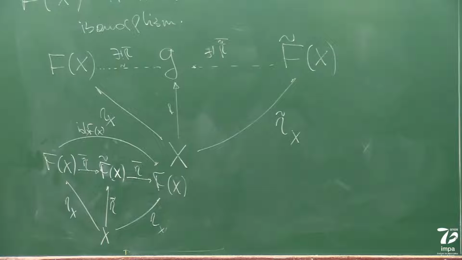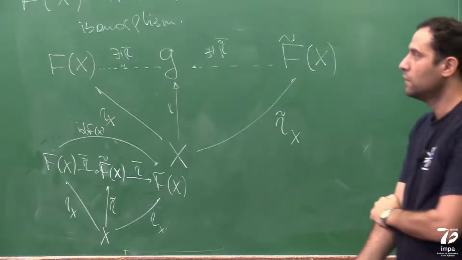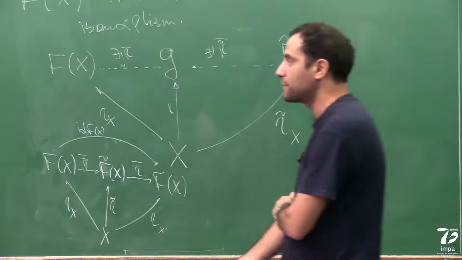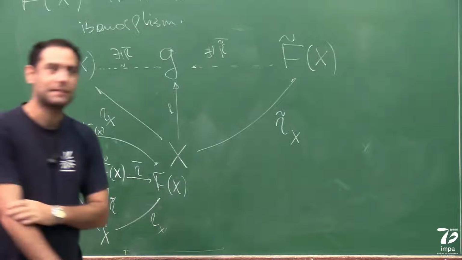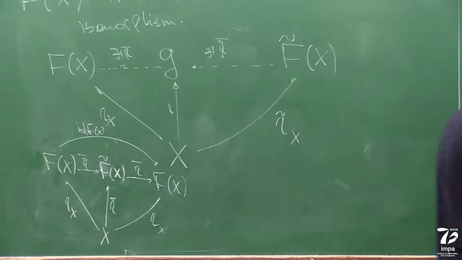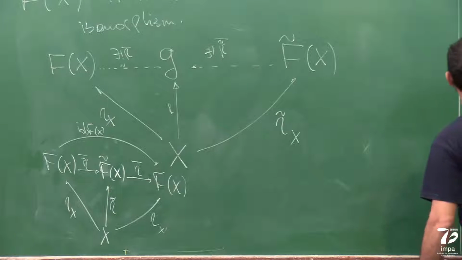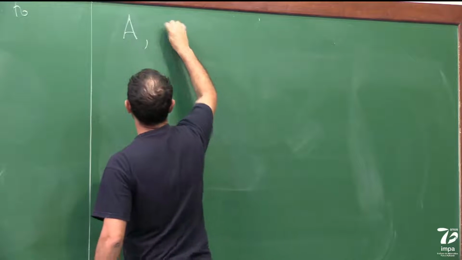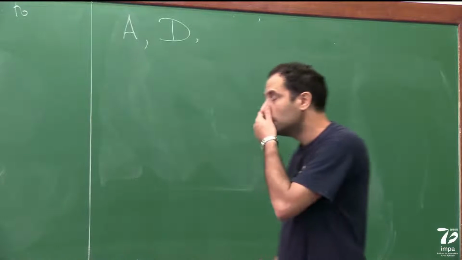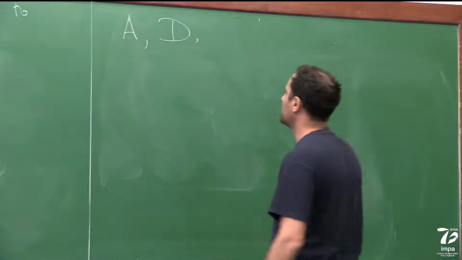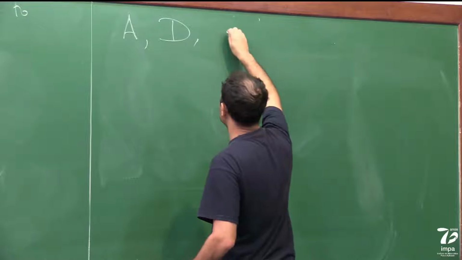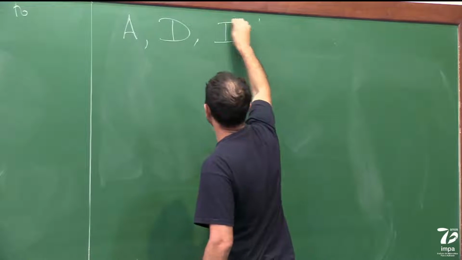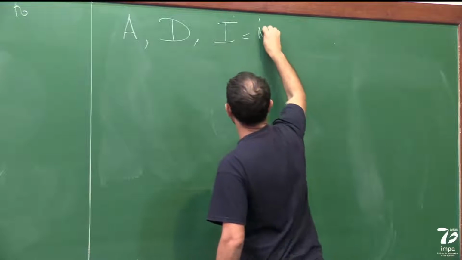Okay, so let's use that we have this adjunction to prove that we can construct a Lie algebra starting from a Cartan matrix that has that Cartan matrix as its Cartan matrix. Let's start with the Cartan matrix A with associated Dynkin diagram D. This has a bunch of nodes, so let's say that the set I is the nodes of D.